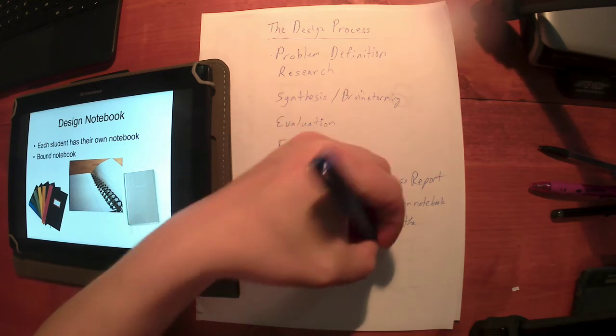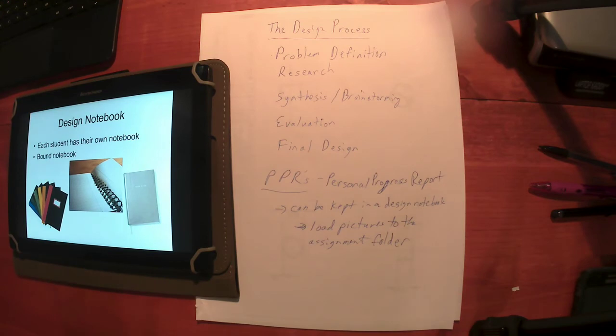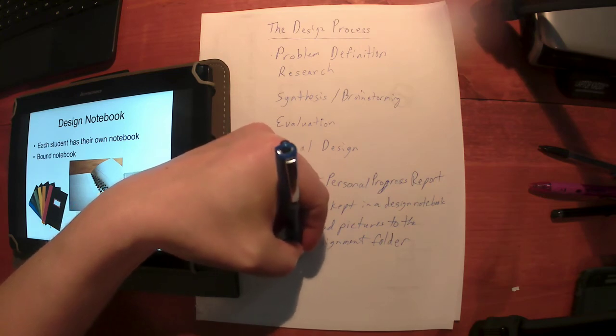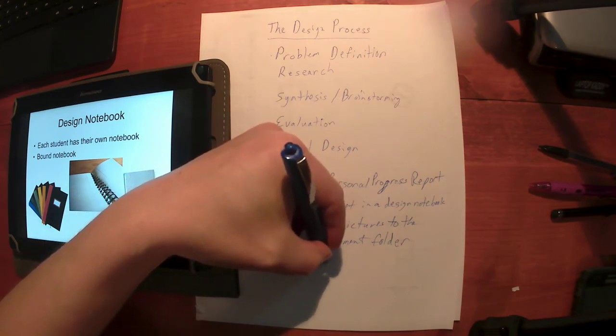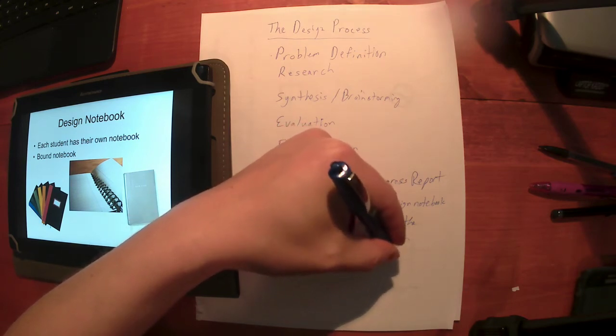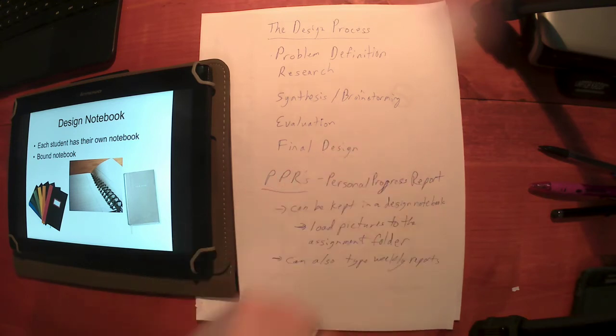Again, I don't have these set up yet. I've got to figure out how I want to do that within Canvas. That's on me. I'll get that done. But that's kind of the easiest way to do this. Now you can simply type weekly reports, if that is your preference. If you don't have a notebook laying around, and you're not going to be out in the world to go get one, that's okay. You can do either one.